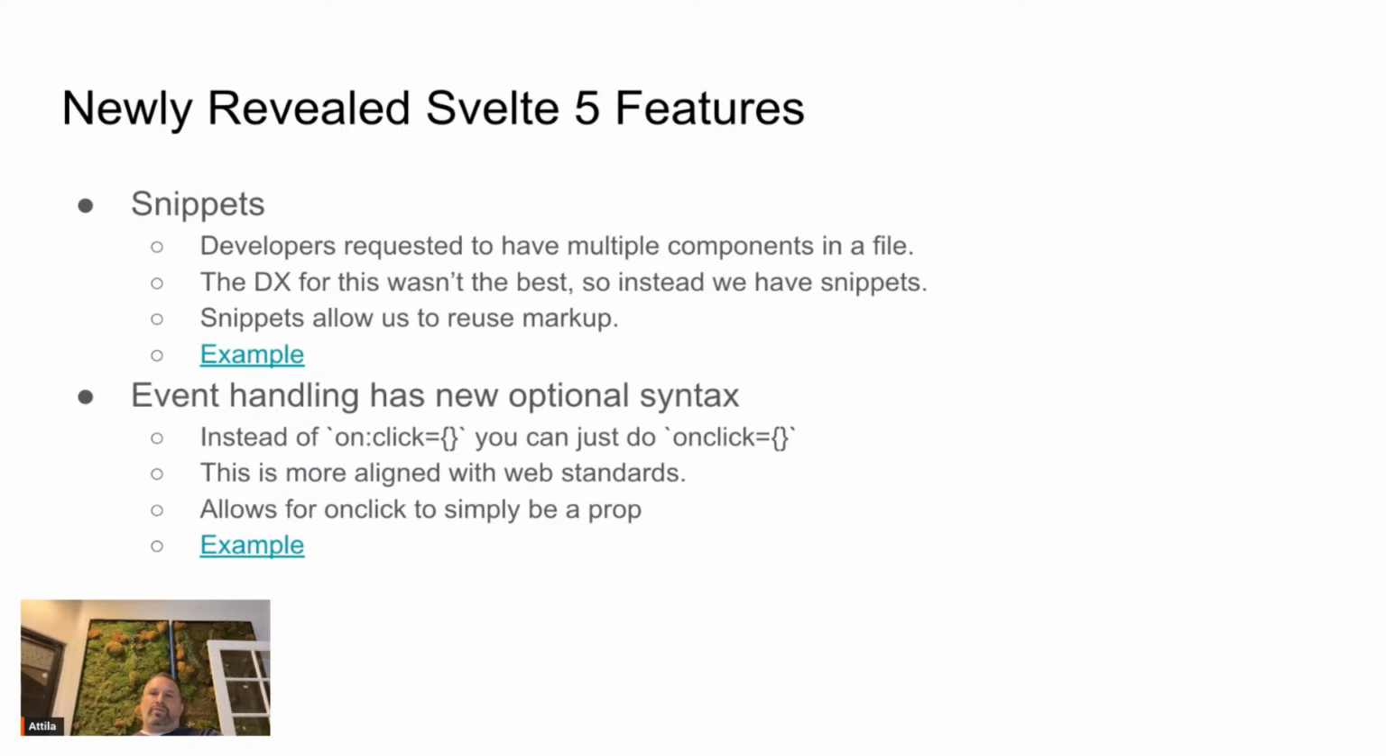It'll make more sense when I show the example why this is a little bit better. One thing is that it's more standards-compliant, where the one on the left is more of a Svelte-specific behavior, and this is more of a standard. But also it allows you to pass functions as props. So let's go to this example here real quickly.